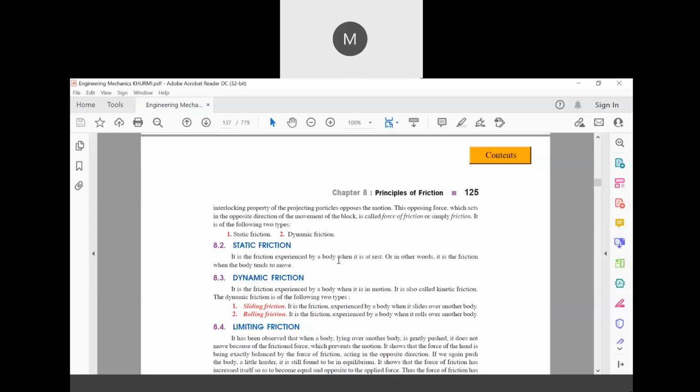Next is dynamic friction. What is dynamic friction? Suppose an object is in motion. Then if a frictional force acts on it, it is called dynamic friction. Dynamic friction is also called kinetic friction and it has the following two types. Number one, sliding; number two, rolling.